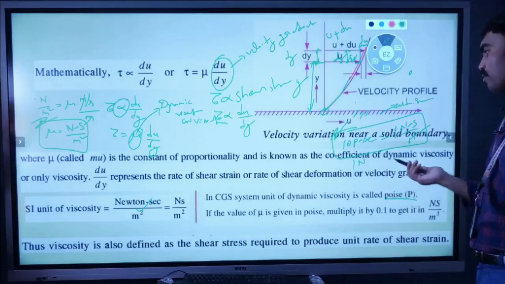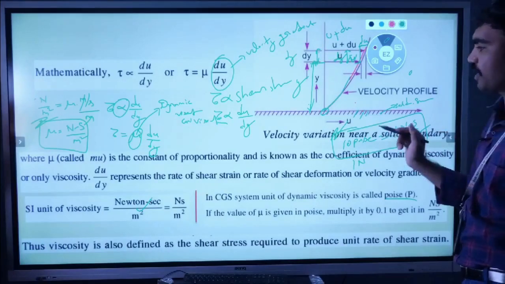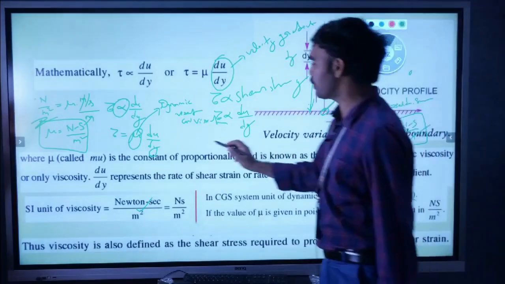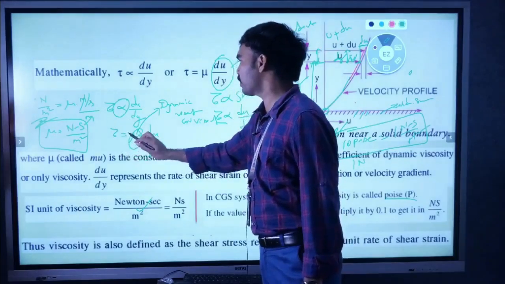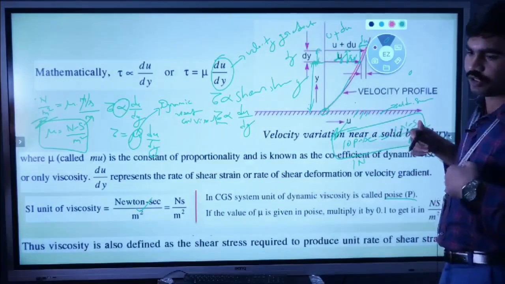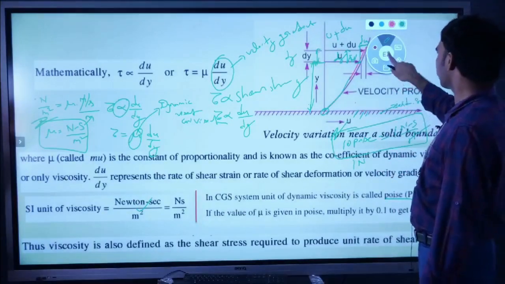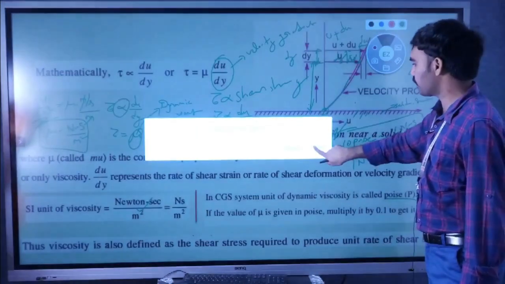This viscosity is also defined as the shear stress required to produce a rate of shear strain. So what is viscosity here? If you see the shear stress, it is the shear stress required to produce the rate of shear strain. So that is also another way of saying what the dynamic viscosity is. I hope you understand this concept.